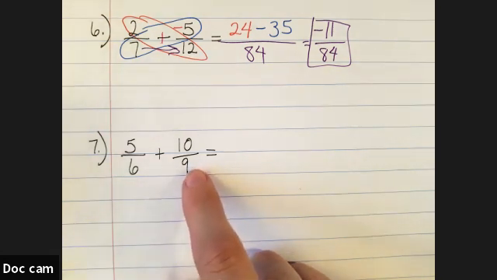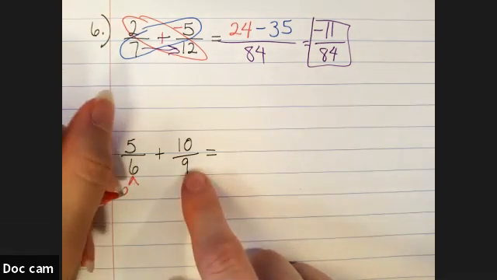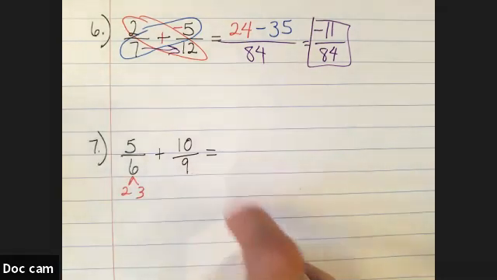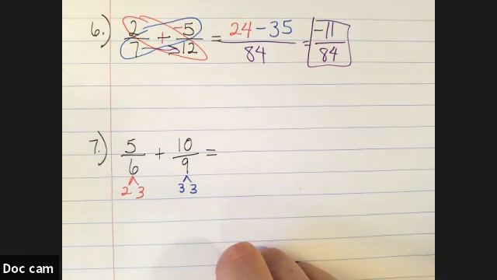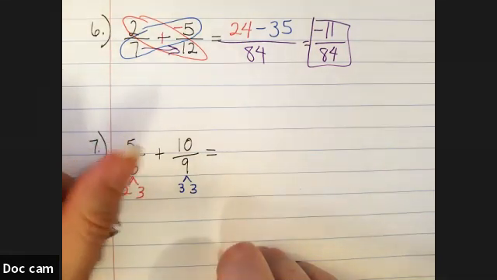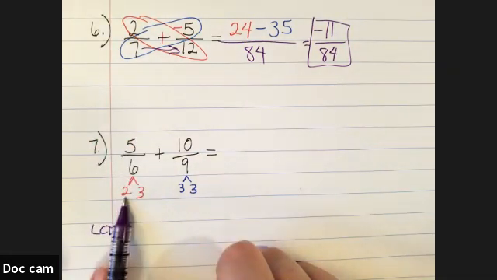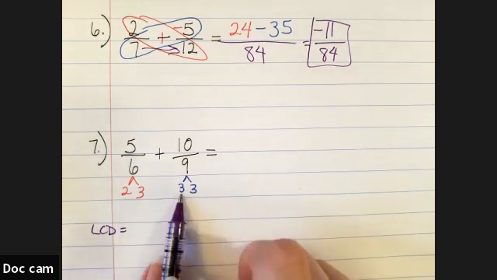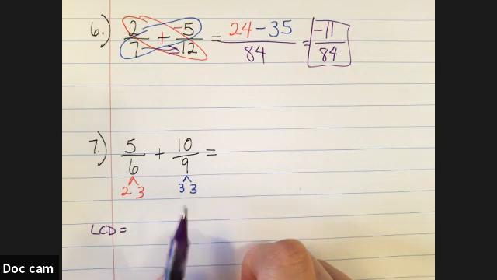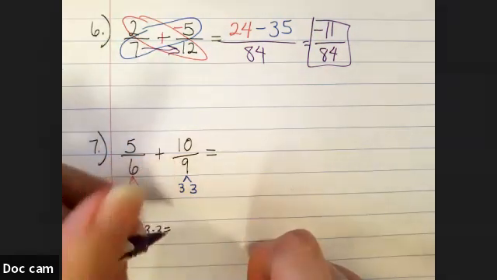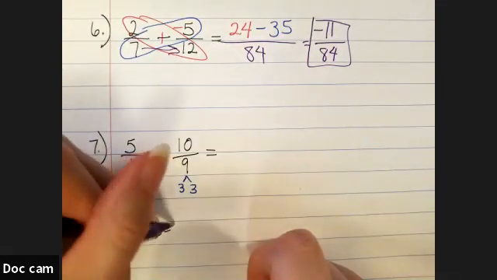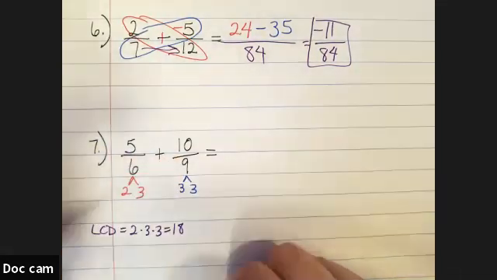If I do that, then I've got here, this is like 2 times 3, and this is 3 times 3. So for my LCD, I'm going to have a 2, and then I'm going to have 2 3s. Whichever one has the most 3s, that's how many 3s go in your LCD. My LCD is 2 times 3 times 3, which is 18. So 18 is my LCD then.